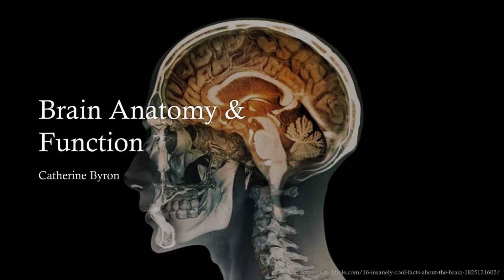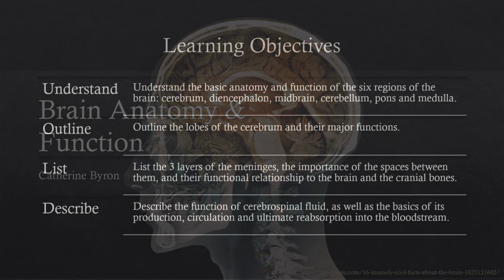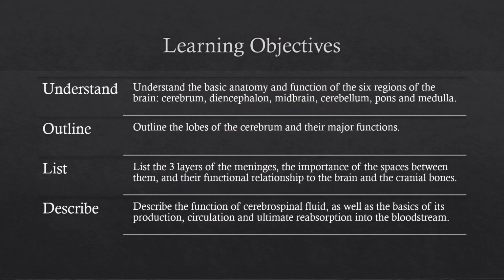Brain anatomy and function. Learning objectives. Understand the basic anatomy and function of the 6 regions of the brain.